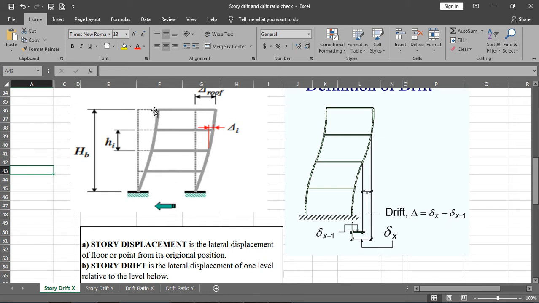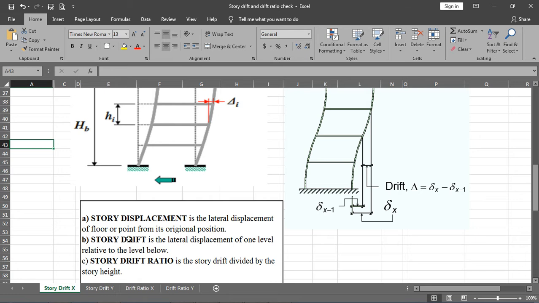So when the building is displacing in the x direction, or in the lateral direction, here on the top floor, from the original position to the displaced position, that is the displacement of the roof of this top floor. For the third floor, from this position to this position, and for the second, from this to this, and at the spot, zero displacement. Those are displacements.